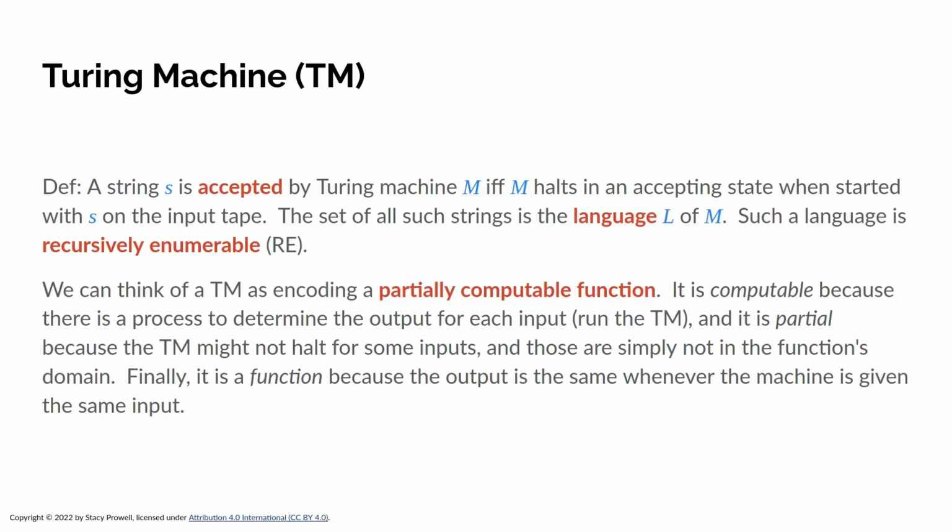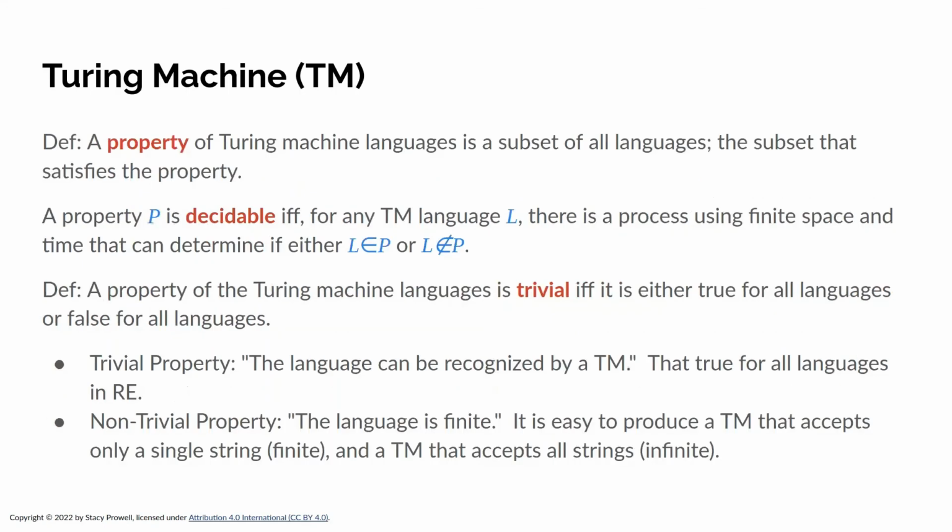Okay, so there's a set of all strings. There's a set of all strings on which the Turing machine actually halts, and then there's a set of strings on which it halts in an accepting state. There you go. A property of Turing machine languages is a subset of all the languages. It's a subset that satisfies a particular property. It's getting pretty abstract, but keep with me here.